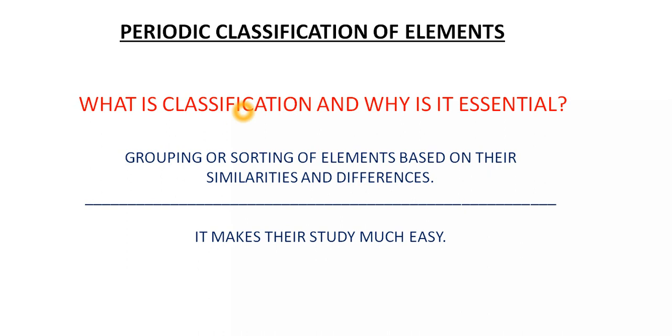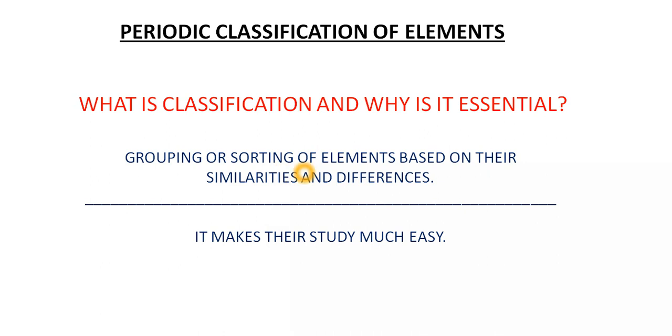Grouping or sorting of elements based on their similarities and differences. It means the elements have been divided into groups in such a way that the elements in the group will have similar properties and the elements which are having different properties are placed separately. So this is classification, when we place elements into groups and they are having similar properties there.